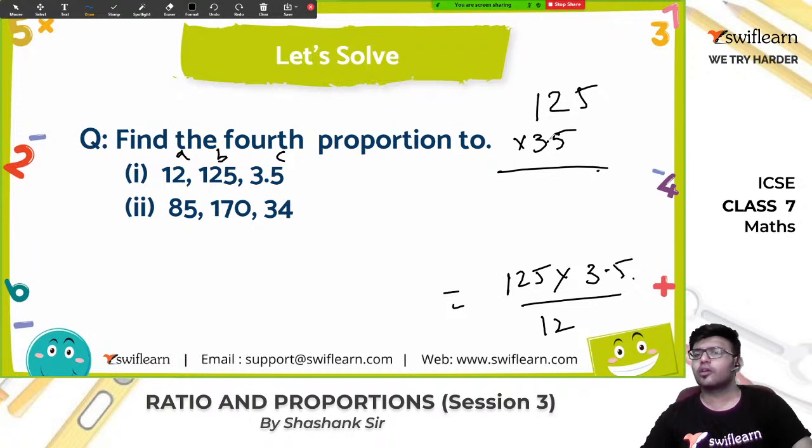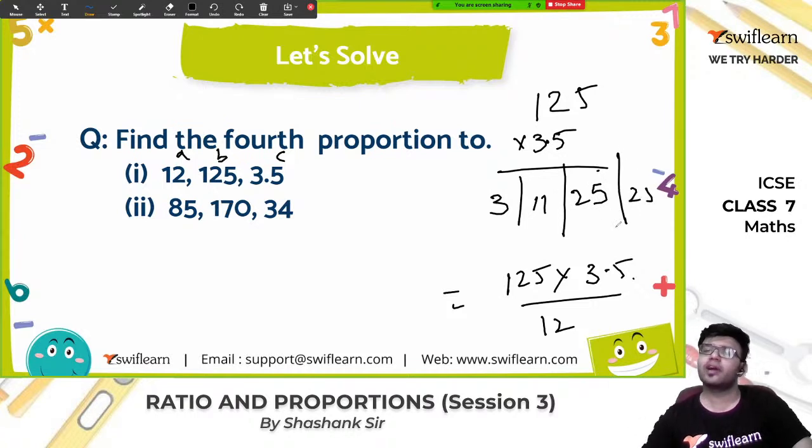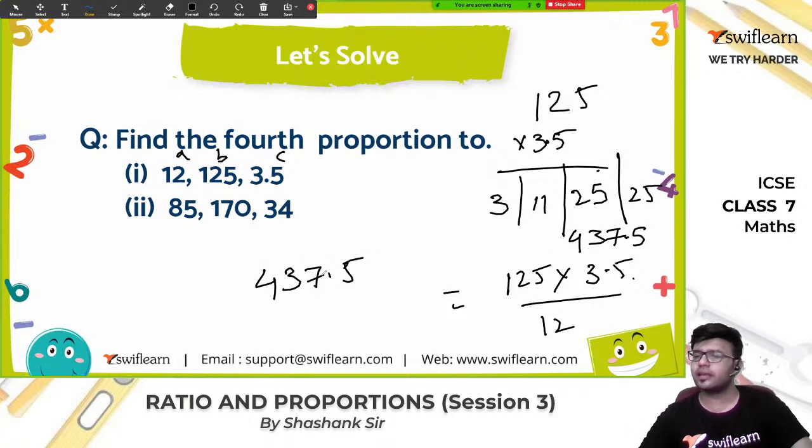Yes. First assume there is no point. Multiply with 125 times 35. It is 3. And 5 and 6 is 11. 10 and 15 is 25. Okay, and 25. Final answer 5, 7, 3, and 4. Decimal is after one number, so yes. So the answer is 437.5, and divide this number by 12.